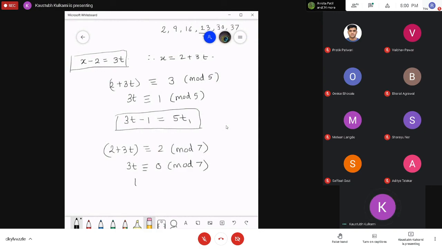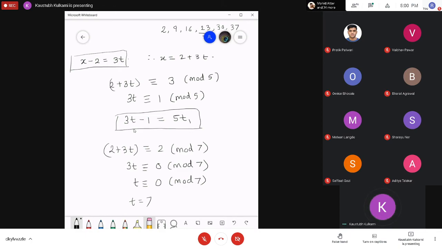Okay, so we can say that t is congruent to 0 mod 7. How does this help? Let's substitute t equal to 7. Then in this case, we can directly find x.